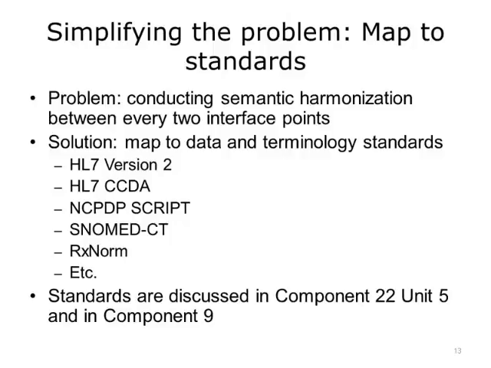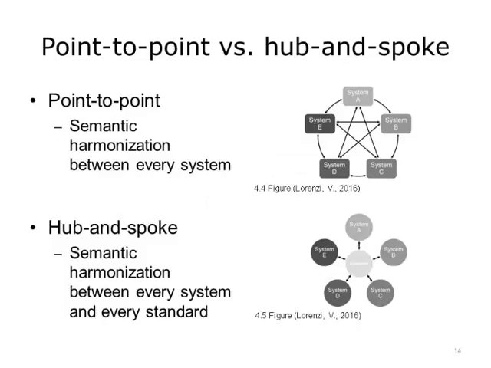But there is a way to simplify the problem from exponential to linear, and that is to map to standards. So the problem is conducting conversation between every 2 interface points, and the solution is to map to data and terminology standards. Standards are going to be discussed in other lectures in this component, as well as in Component 9. Mapping to standards is sometimes called the hub-and-spoke solution.